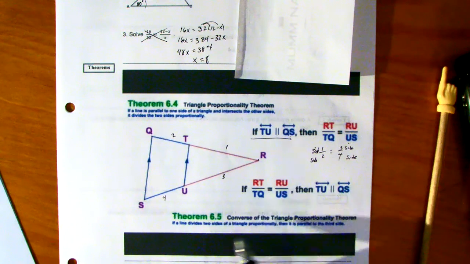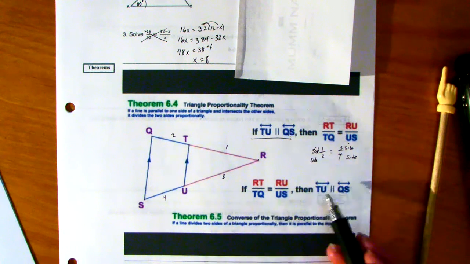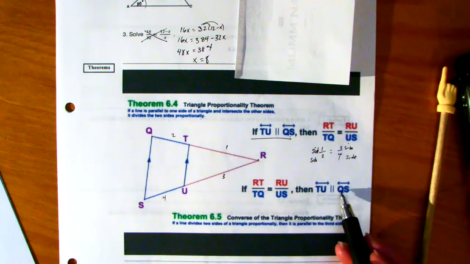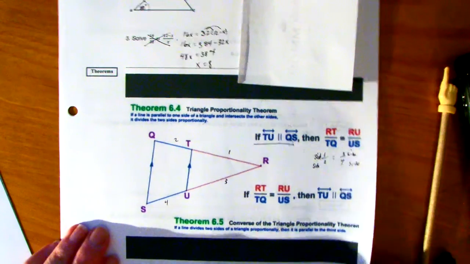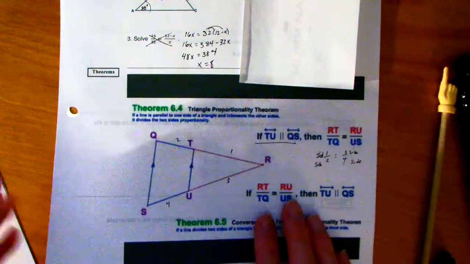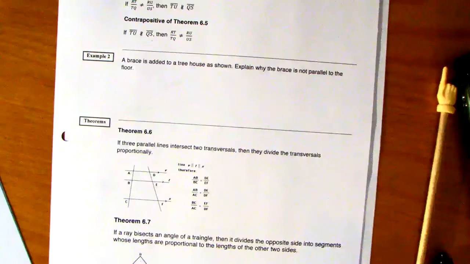So here's your converse right there. If the lines divide the sides proportionally, then the lines are parallel. So remember, converse switches them around: PQ, now QP. All right, so far so good. And I look, it's still recording. Yay. Here we go. You ready for this? Contrapositive.